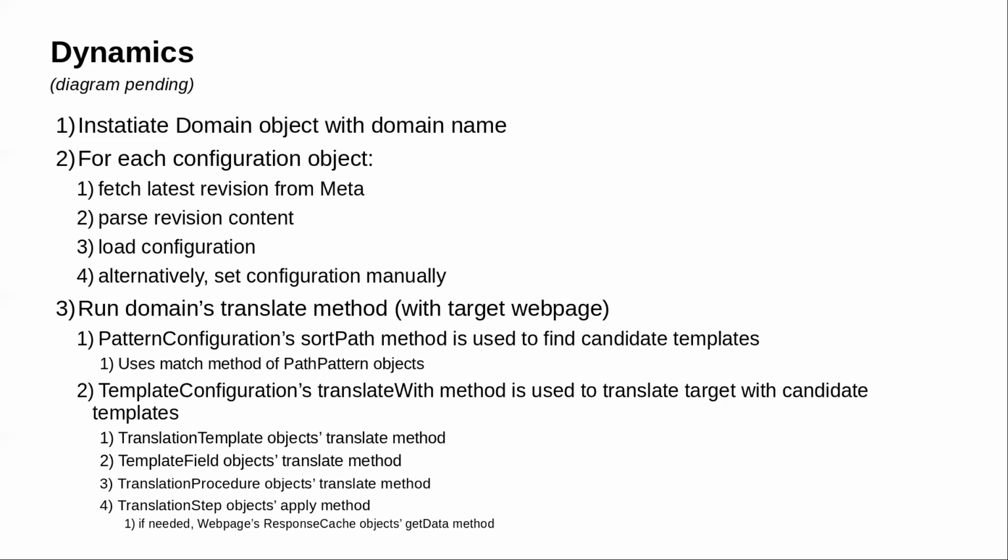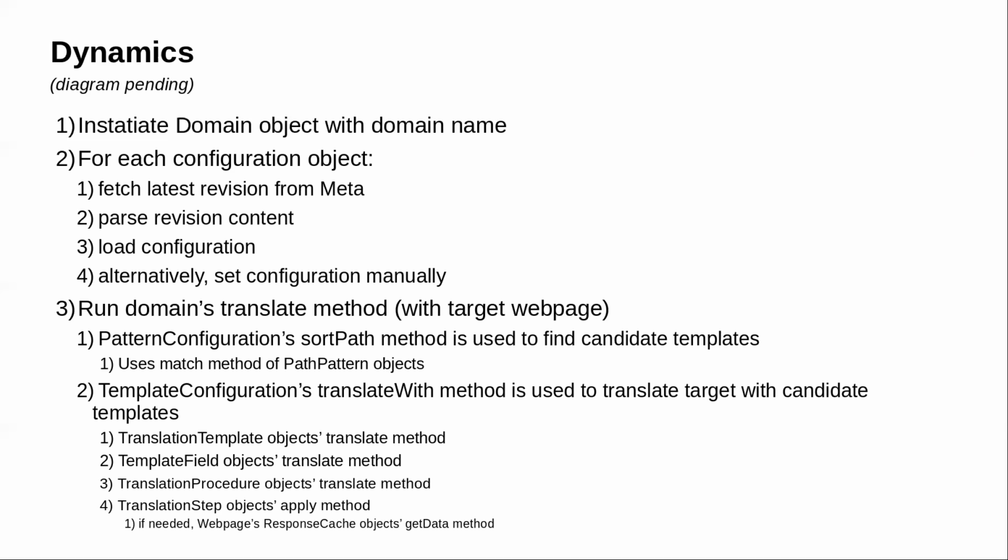Well, first thing, this bullet 1 here, it gets the pattern configuration object, and it runs the sort path method of the pattern configuration object. This way, we know for this target web page what URL path pattern it belongs to. And the moment we know that, we know what templates belong to that path pattern as well. So those are the things we're going to try one by one, not the others.